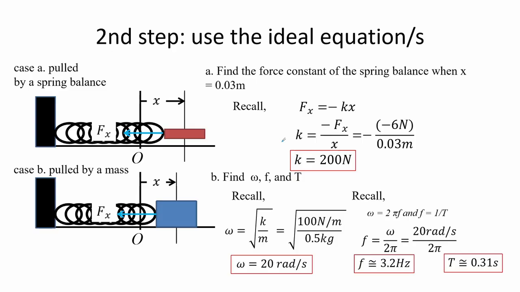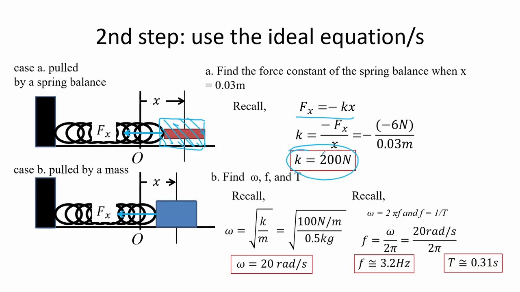The second step is to use the ideal equations. For letter A, we recall the expression for the restoring force, which is just force equals negative spring constant times displacement. We then substitute the known values of the force F equals -6 newtons and positive x equals 0.03 meters. The displacement x and F have opposite signs as mentioned earlier. Then we get a value of the spring constant of 200 newtons per meter.